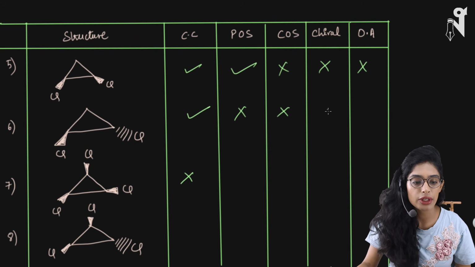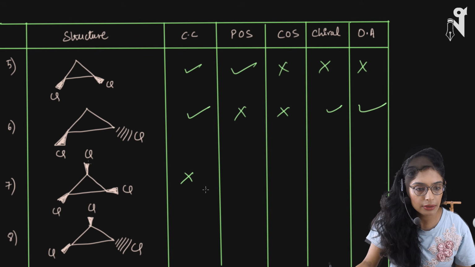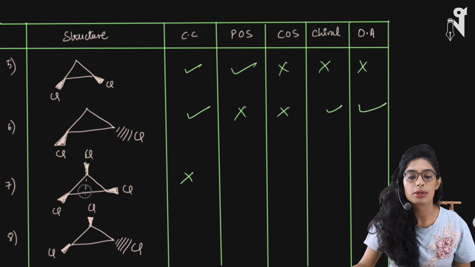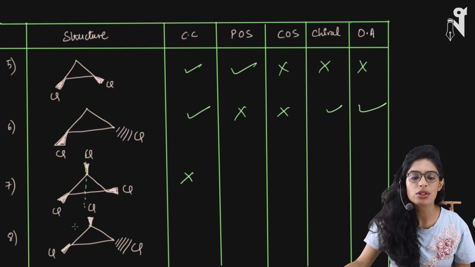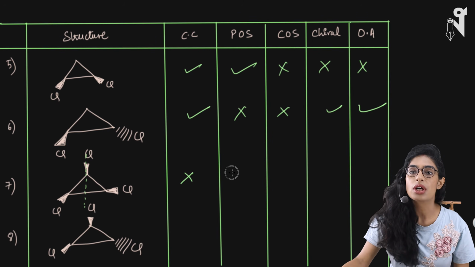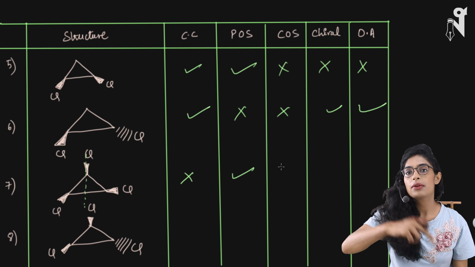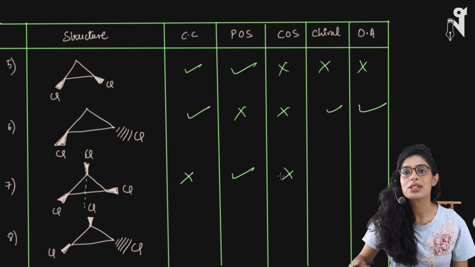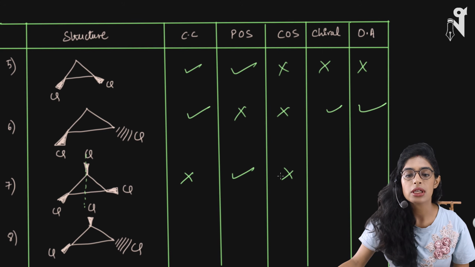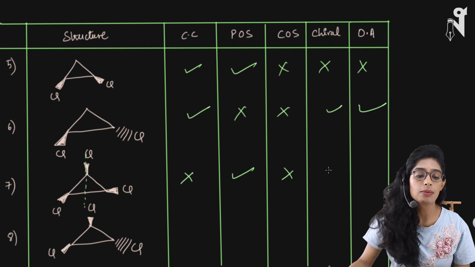Do we have a plane of symmetry? Yes, we do. Cut it from this plane and you will get the plane of symmetry. Do we have a center of symmetry? Center of symmetry is not there in this structure itself, because in the opposite direction there is nothing present, it's just space. So no COS. Does it possess chirality? No. Does it possess optical activity? No.